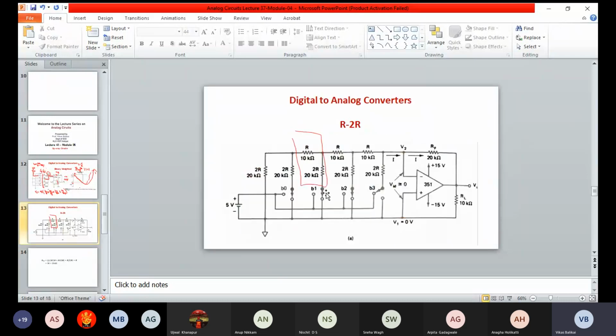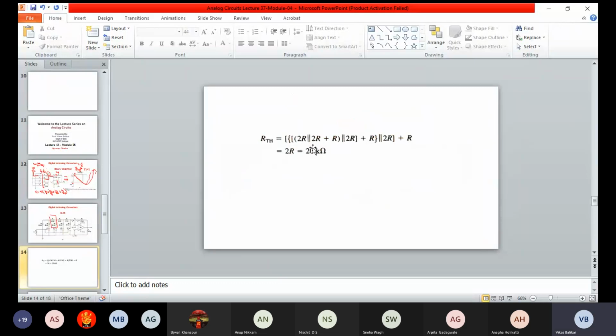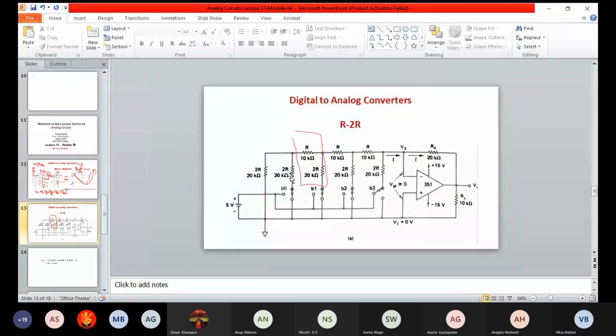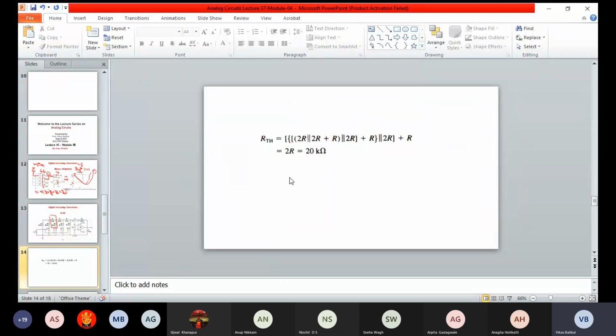So when B3 is on, I just look over here, this 2R is in parallel combination with this 2R and R. These two are in series, and with that series connection it is in parallel. So now we need to solve it using R1 R2 divided by R1 plus R2. Put in that parallel equation and solve it. So what is this? 2R plus R, so that will be your 3R. So 2R parallel 3R, solve this.